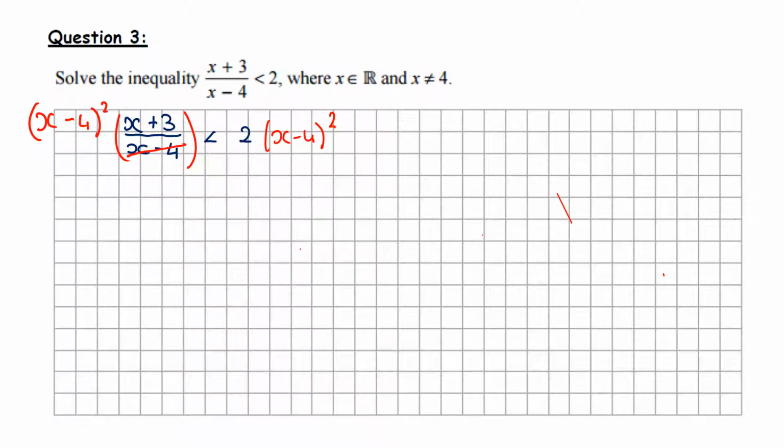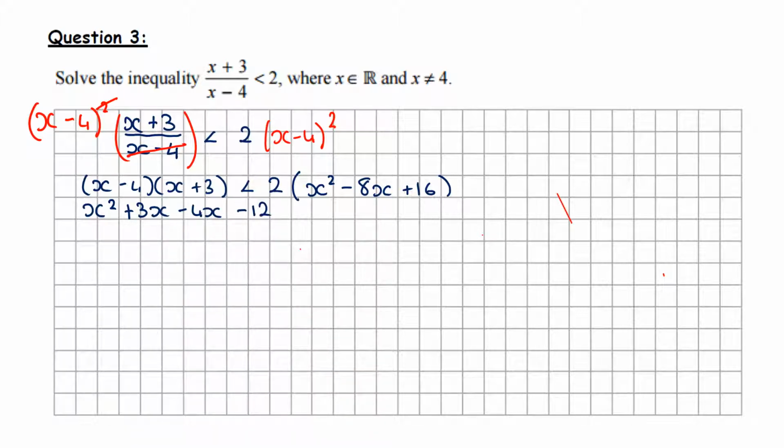One of these cancels with one of those, and we're left with (x - 4)(x + 3) is less than 2 times, I'm going to square this out, (x² - 8x + 16). Multiplying this out, you get x² + 3x - 4x - 12 is less than 2x² - 16x + 32.